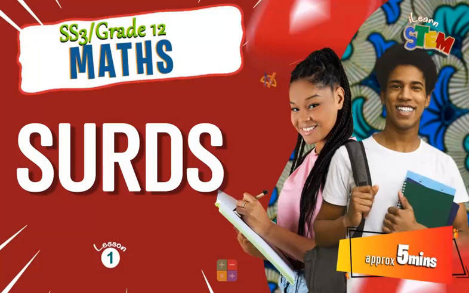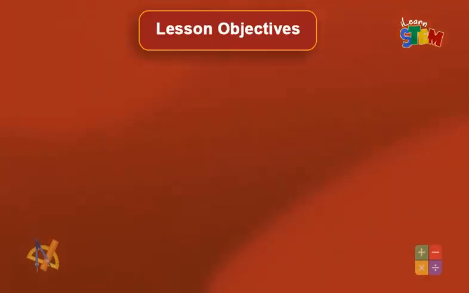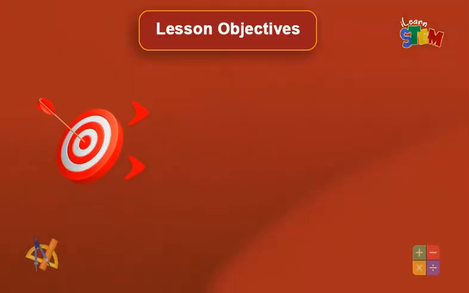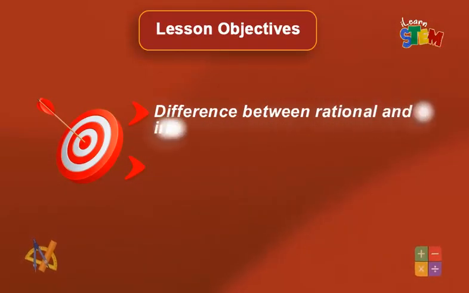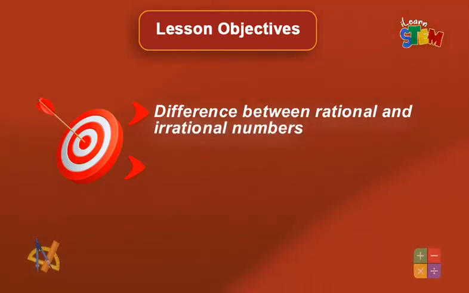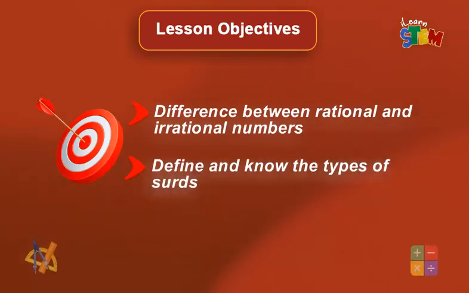Our first topic is surds. Let us see what we have to learn today. By the end of this lesson, you should be able to: 1. Know the difference between rational and irrational numbers. 2. Define and know the various types of surds. Follow me as we learn together.